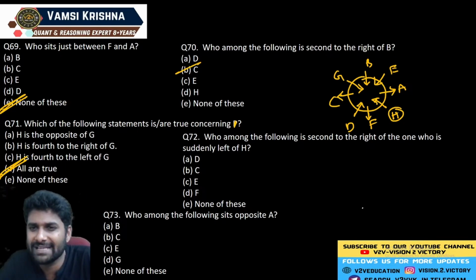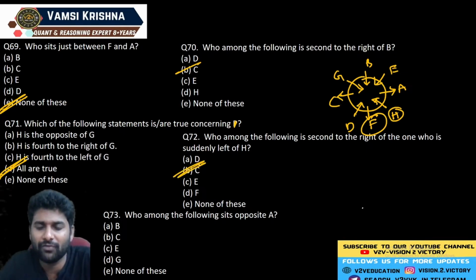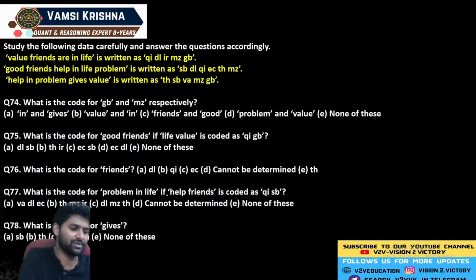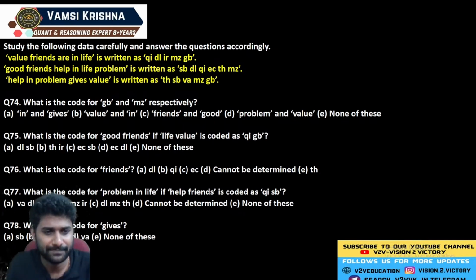Who among the following is the second right of the one who is immediate left of H? So left of H is F. Then second right of F: first right and second right, it's C. Who among the following sits opposite to A? Who is opposite to A according to our arrangement? It's C. Once you're done with the arrangement, guys, you can solve all five questions. You can choose the options.